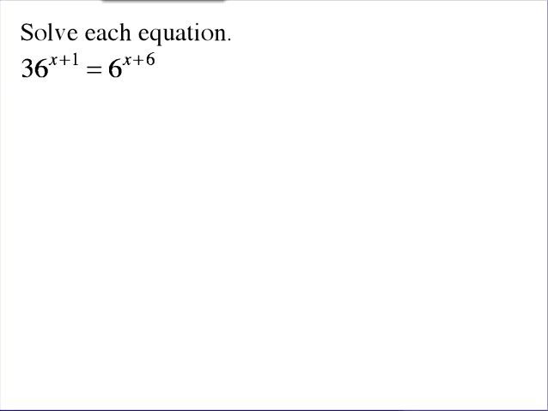So, solve each equation. 36 to the x plus 1 equals 6 to the x plus 6. Now, in order to solve this, you have to get the same base. And so I need to look at the two numbers, 36 and 6, and think to myself, is there a base that's in common, or is there something that I can write both 6 and 36 as a power of? 6 or 3? And you already know that 36 is 6 squared. So that's what I'm going to write that as, and then I've got the x plus 1 power, and then on the right side I have 6 to the x plus 6.